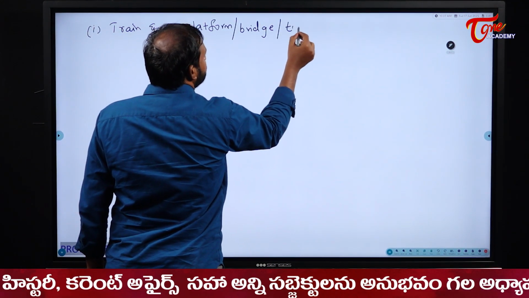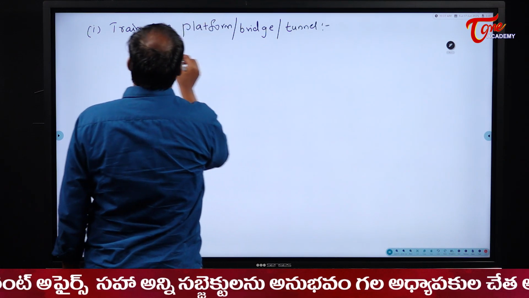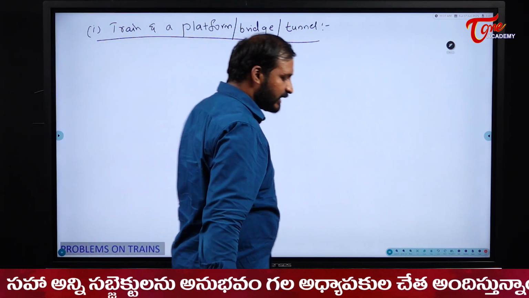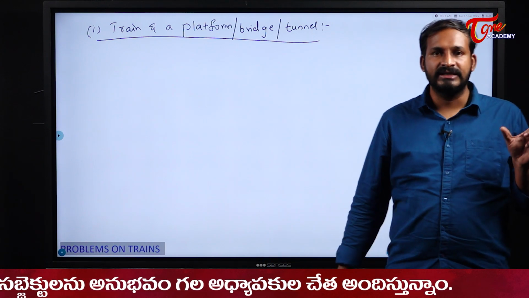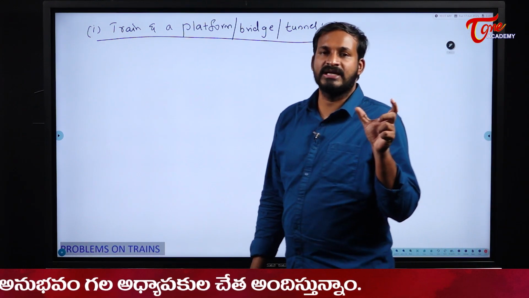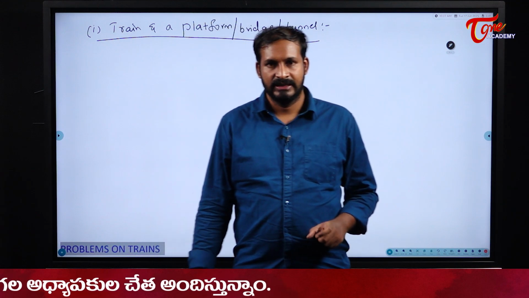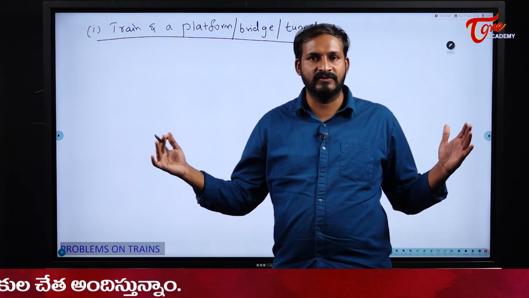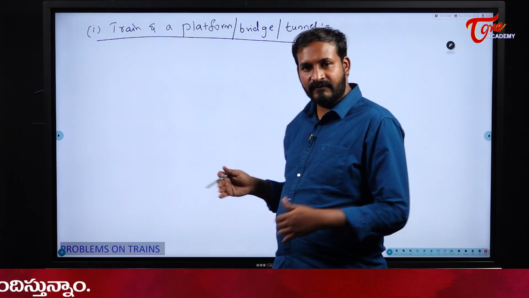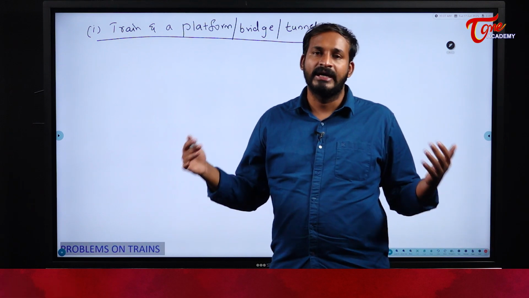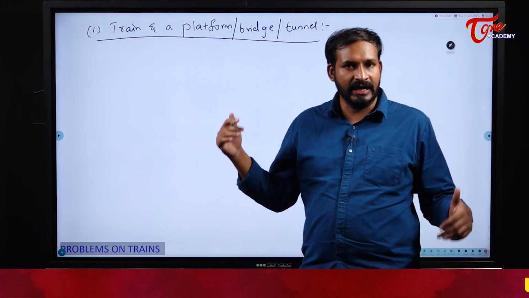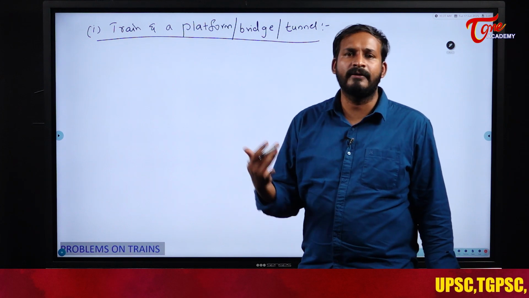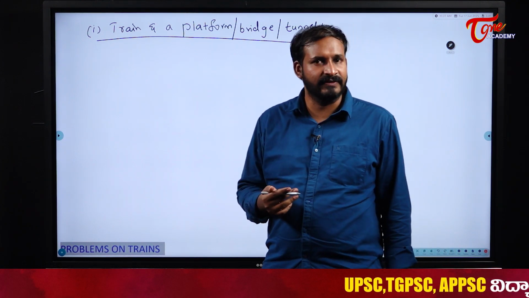What is the similarity among all these things? Platform, bridge or tunnel, tell me students, they are stationary things and they will have certain distance to pass. On a platform, definitely it will have some length. When it comes to bridge, definitely it will also have some length. Tunnel also will have some length. And the train will pass through it or beside it.